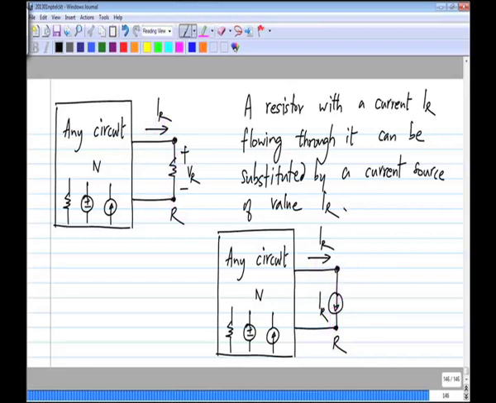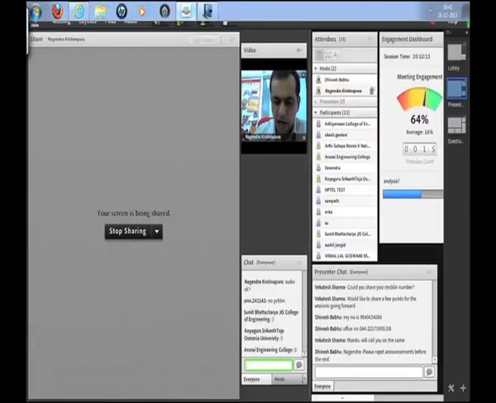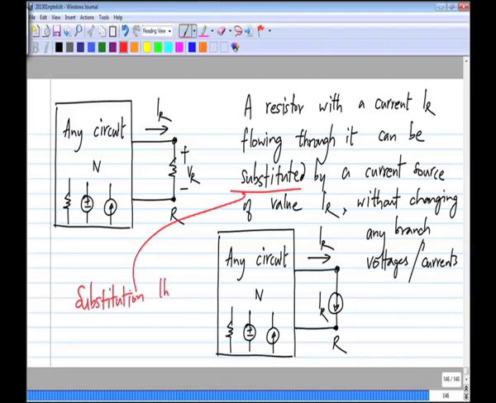And this will be without changing any branch voltages or currents. I hope this is convincing, and this particular result is known as the substitution theorem.